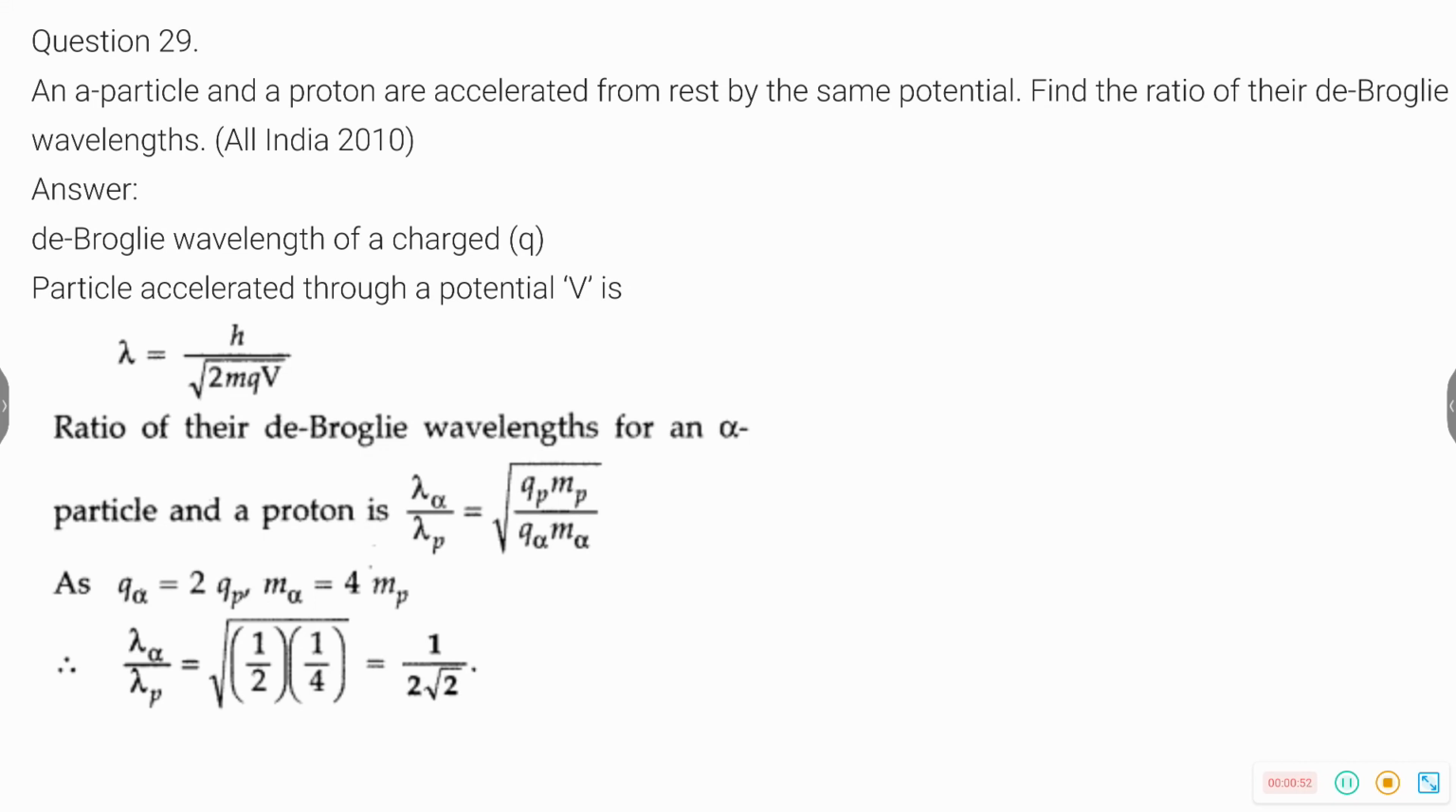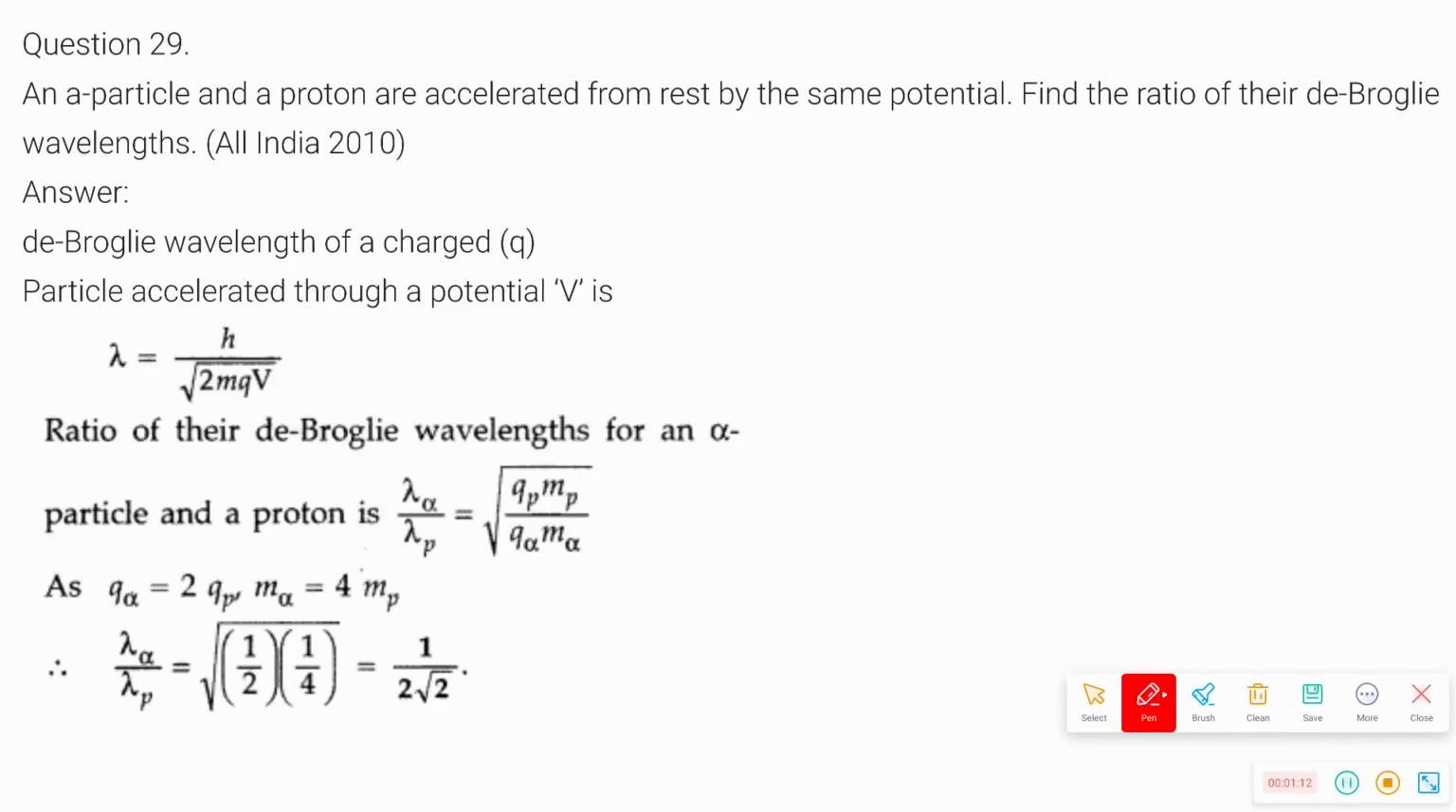And the mass of alpha particle, mass of proton, charge of alpha particle, everything you need to substitute, and V will be the same only. So after that, 1 by 2 root 2 is the answer we will get. What happened? Okay, so you get it like this.